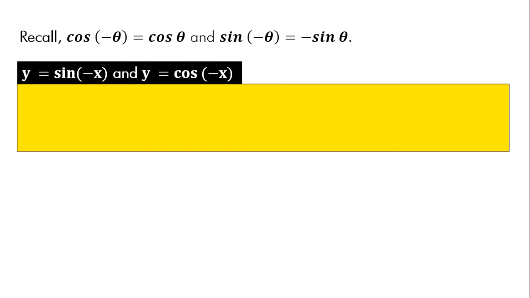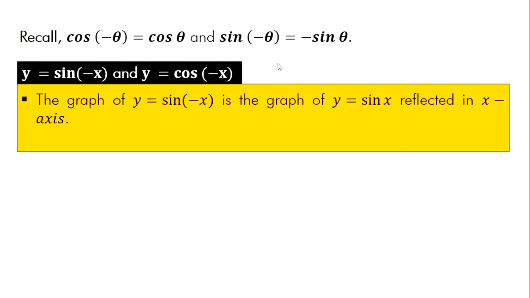First off, we have y is equal to sine of negative x. As you can see in its odd function property, this will become negative sine theta. And if you recall, if you have a negative value, all you need to do is to reflect that in the x-axis. Let's say its amplitude is negative 1. So the value here is negative 1, and obviously all you need to do is to reflect that. But its amplitude is 1. So the graph of y is equal to sine negative x is the graph of y is equal to sine x reflected in the x-axis.